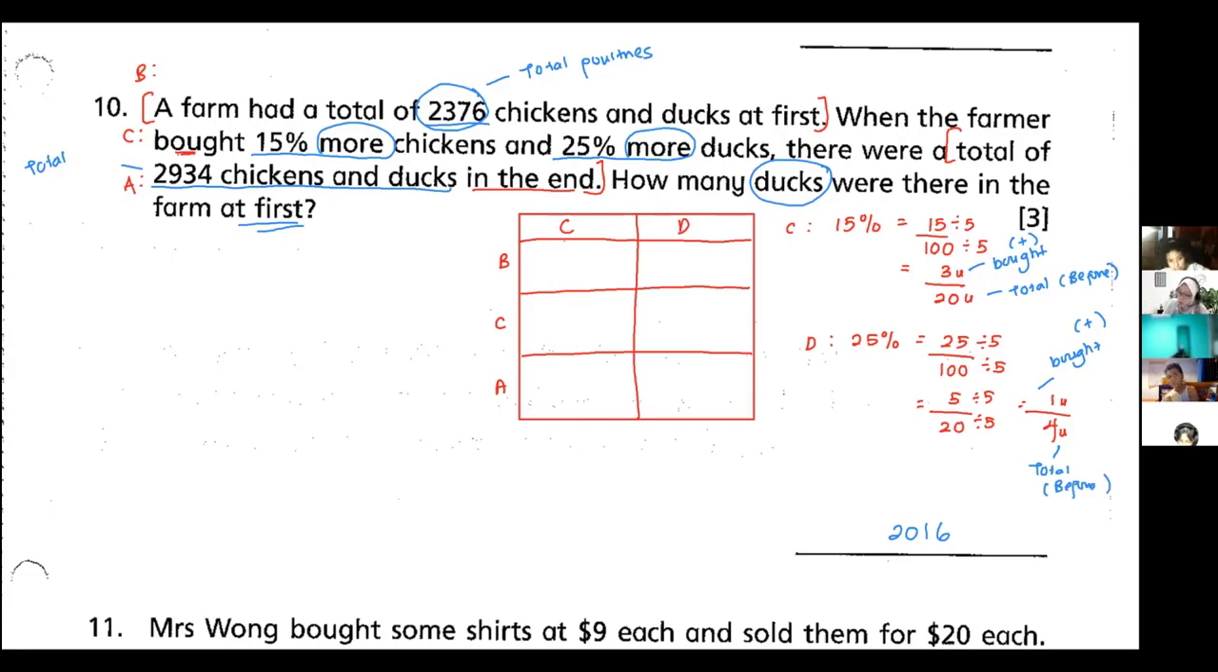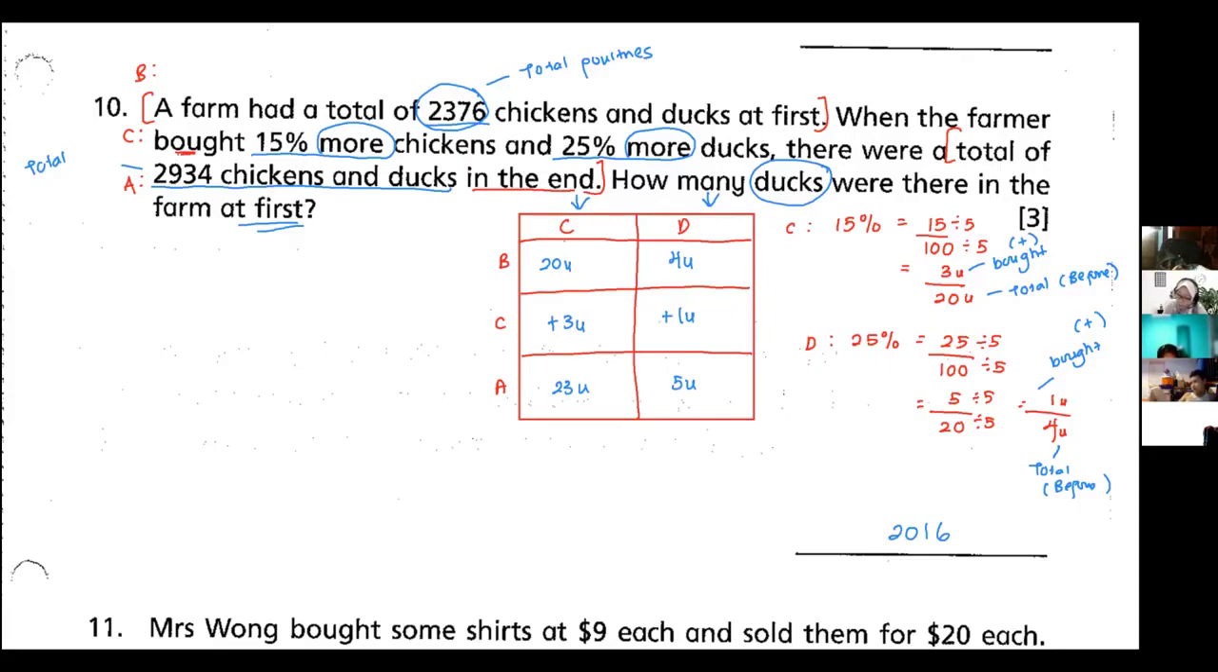Let's just put in the information for the chicken first. The chicken before is 20 unit. He bought 3 unit more. The ducks before information is 4 unit. He bought 1 unit more. Now you go down the column. Chicken 20 plus 3 is 23 unit. Ducks 4 plus 1 is 5 units, like this. Okay, now we are done with this portion.